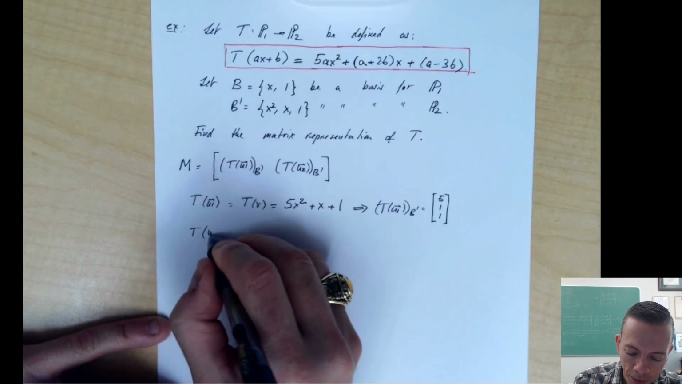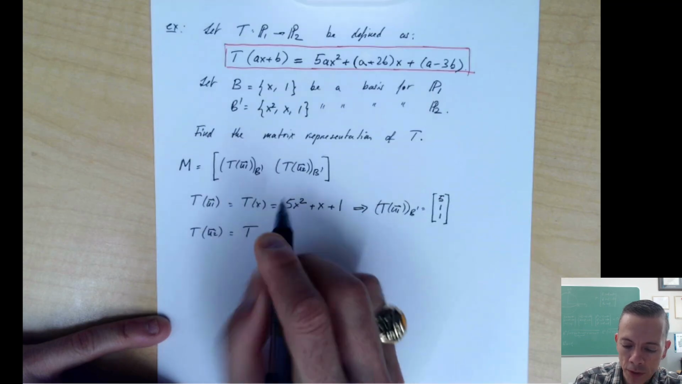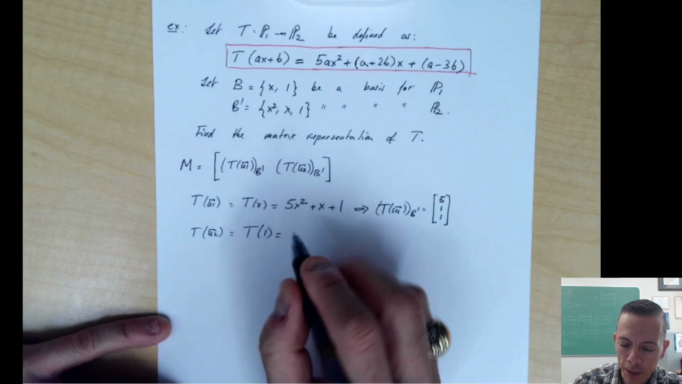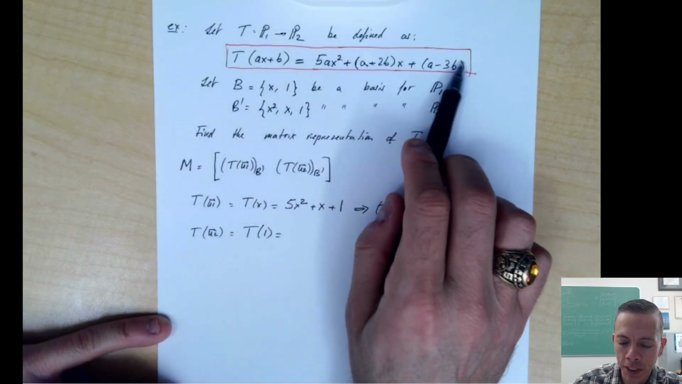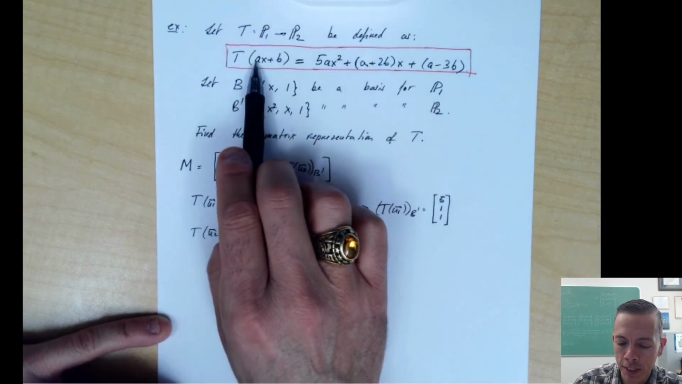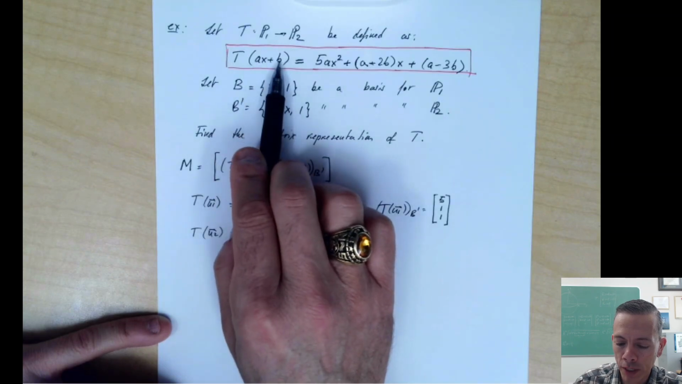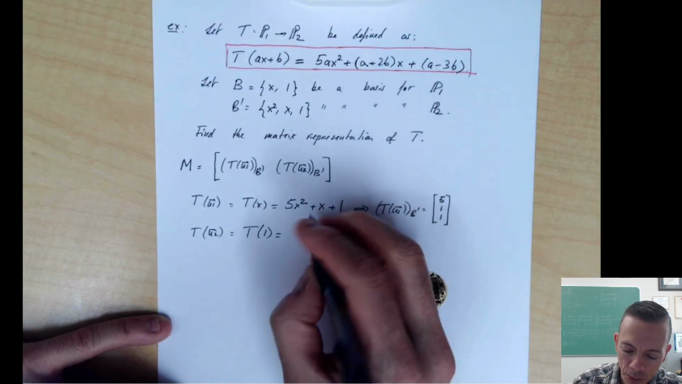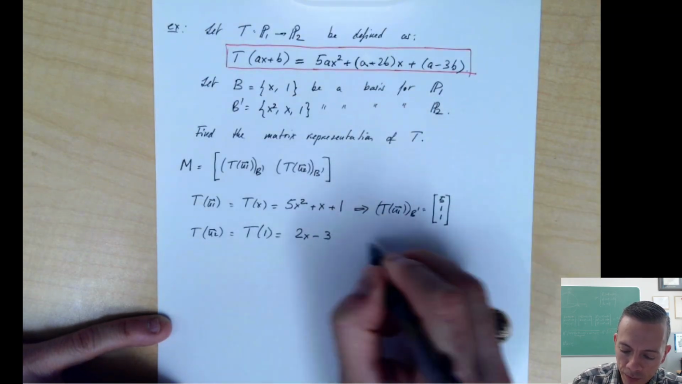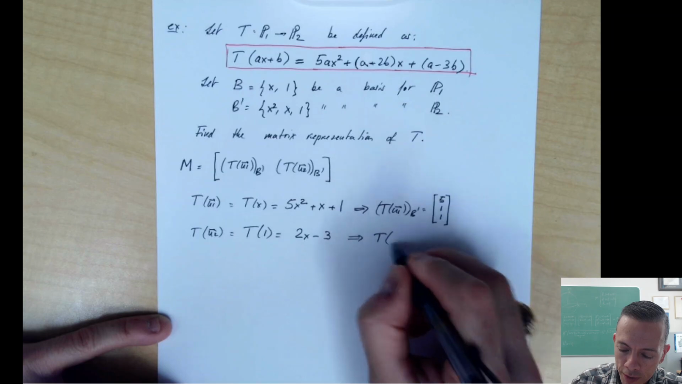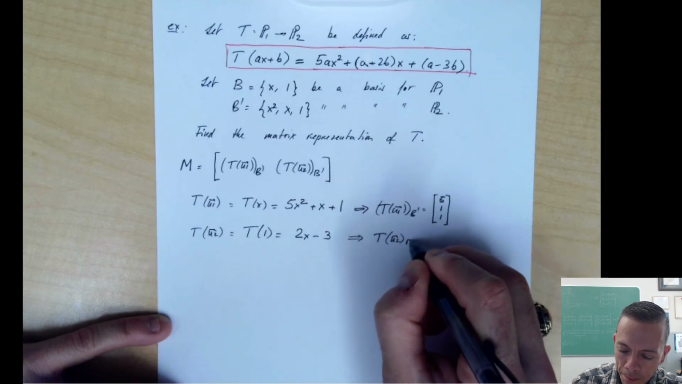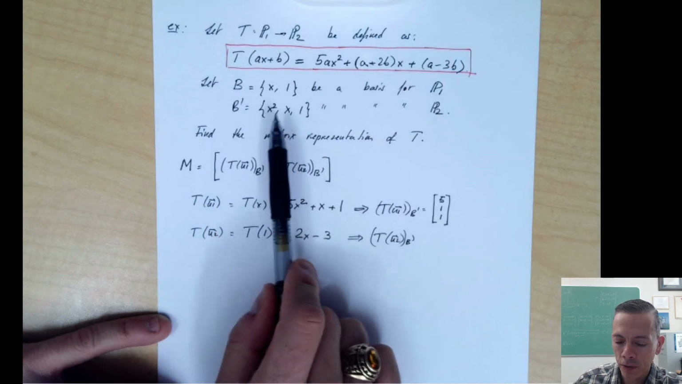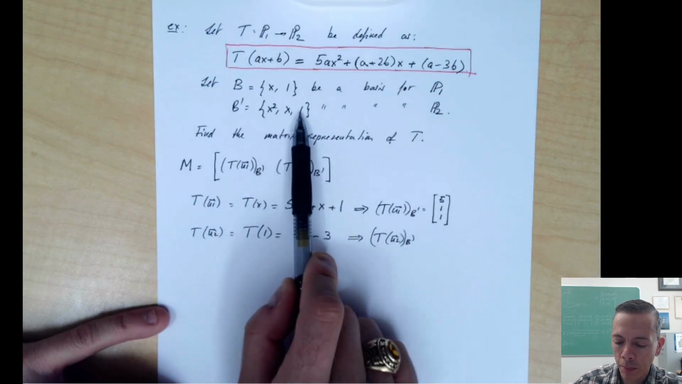We do the same thing for the other column. You take the second vector of B, which is the number 1. You plug it into this transformation. So 1 is the polynomial such that a equals 0 and b equals 1. So when you plug that in, this gives you 0x squared plus 2x minus 3. And when you write this relative to B prime, it gives you the vector with components 0, 2, minus 3.